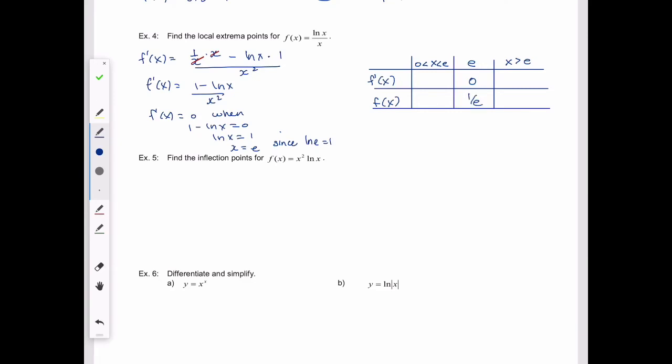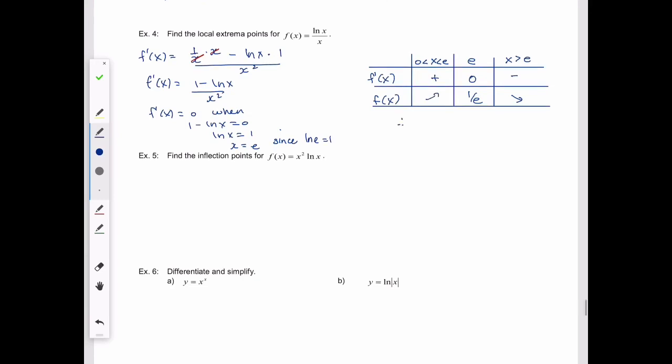And for the next one, if I plug in a value, I'll do the greater than. If I do greater than e, so greater than 2.7, I'm going to get a value that's going to be negative. So it's going down. If I do a value between e and 0, let's say 1, what's going to happen? It's going to be positive, so it means it's going to be going up. Therefore, we can say that it's going to be a local max at e and 1 over e.